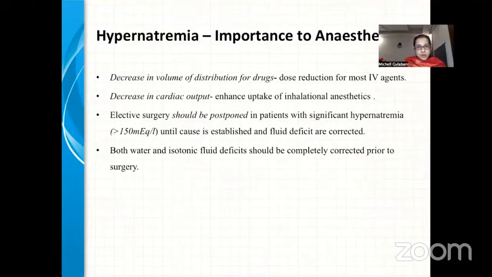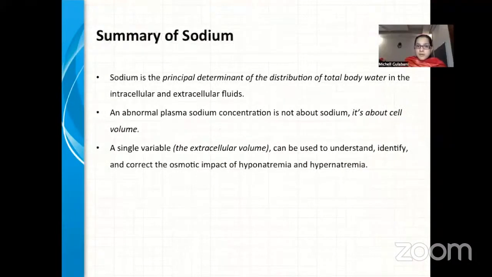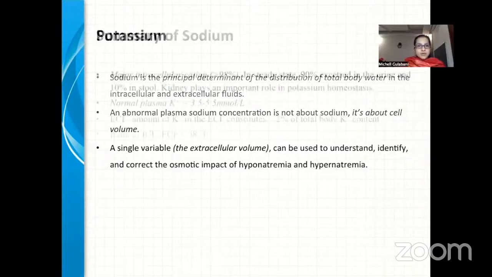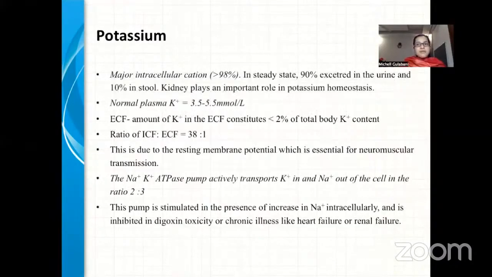Elective surgery should be postponed in patients with significant hypernatremia, that is more than 150 milliequivalents per liter, until the cause is established and fluid deficit is corrected. So sodium is the principal determinant for the total body water, both in the intracellular and extracellular fluid compartments. And a single variable, extracellular volume, can be used to understand, identify, and correct the osmotic impact of hyponatremia and hypernatremia. So after we've finished with sodium, let's move on to potassium.